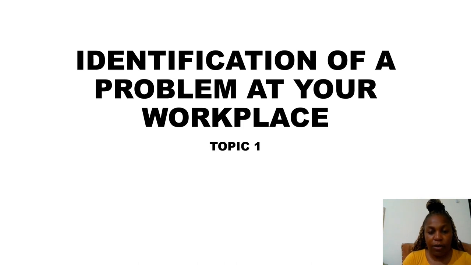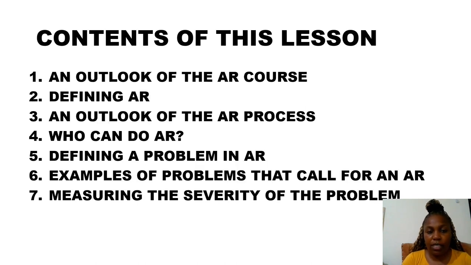So in this lesson, we're going to identify the problem at your workplace. The contents of this lesson: first of all, we are going to look at the outlook of the Action Research course, define Action Research. Here by Action Research, we mean AR, we have shortened it to AR. An outlook of the AR process, who can do AR, how to define a problem in Action Research, examples of problems that can call for Action Research, and then how you can measure the severity of the problem.